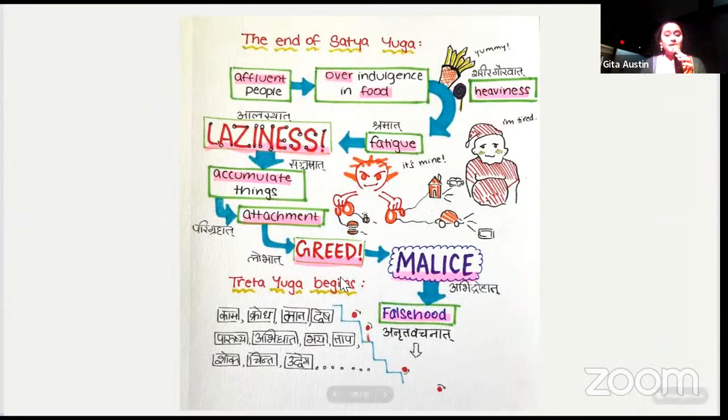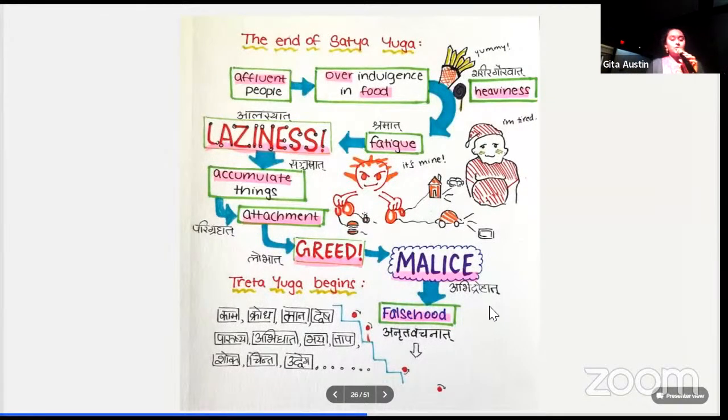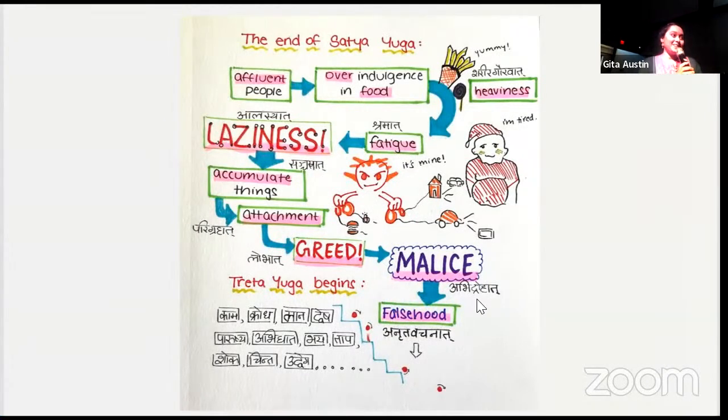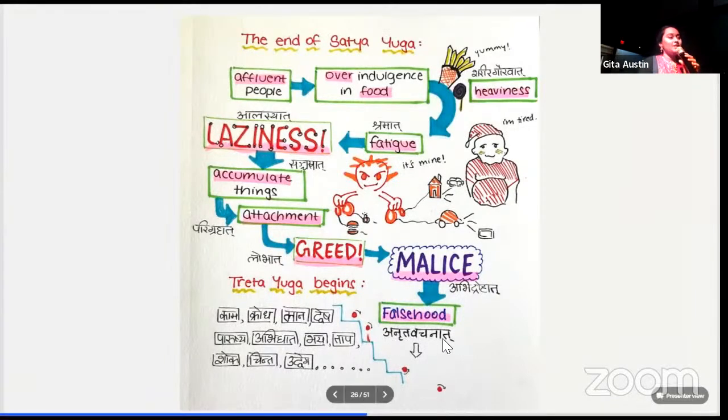And then from greedy, you become abhidroha. So you start cheating people. So to get that book, I will do anything. I'll make sure Purvi doesn't get it. I'll make sure Uma doesn't get it. So that's what is malice. And then you have falsehood.